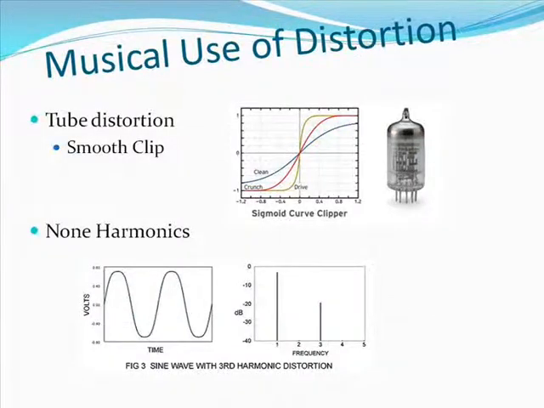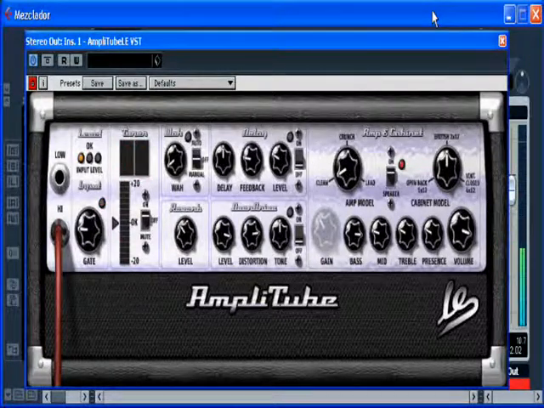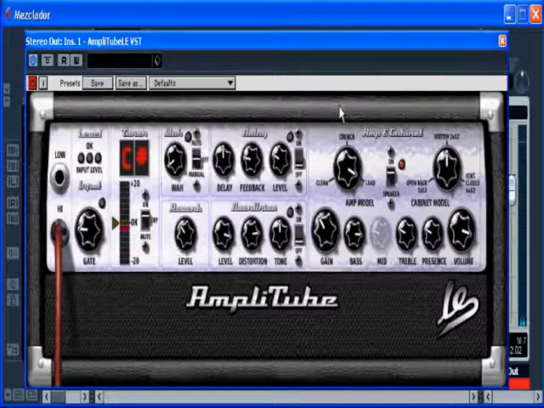Now we are going to use a tube amplifier simulator to try to reproduce the distortion characteristics of a tube amp. This is in the clean mode. Now it's the crunch mode. And then the lead mode, which is even more.